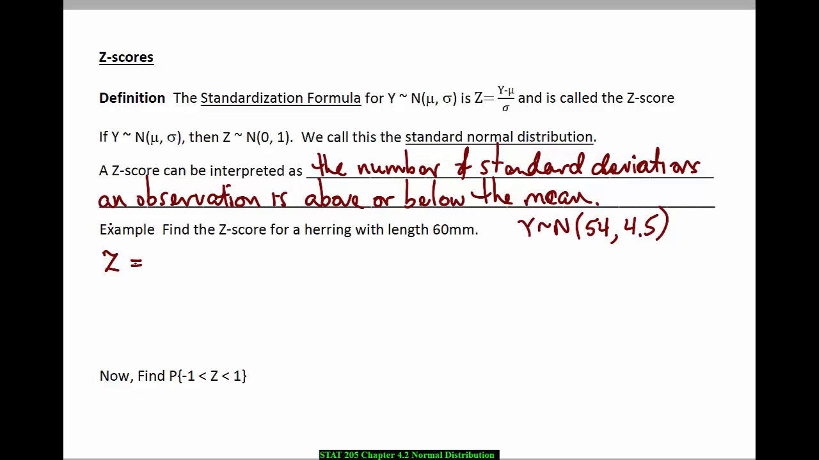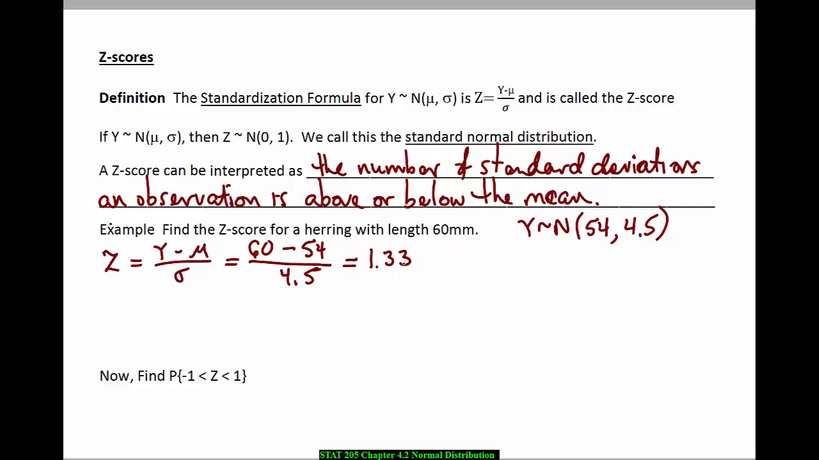So we want to standardize an observation. So we have our formula, z equals y minus mu divided by sigma. What's the y that we want to standardize? That's an observation of 60. The mean mu is 54, and the standard deviation, sigma, is 4.5. So we just fill in our numbers into the formula, and we compute that. And if you punch that in your calculator, you're going to get 1.33.